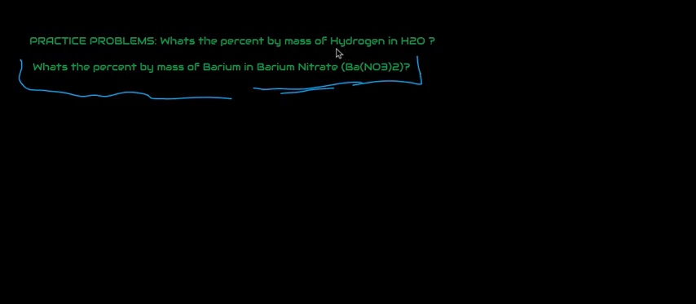I will do this one with you though. What is the percent by mass of hydrogen in H2O? We know that if I have 1 mole of H2O, that is equal to 18.02 grams. Right? If I have 1 mole of H2O, then I have 18.02 grams of it. We know that if I have 1 mole of H2O, then I have 2 moles of hydrogen making up part of it. Right? Okay.